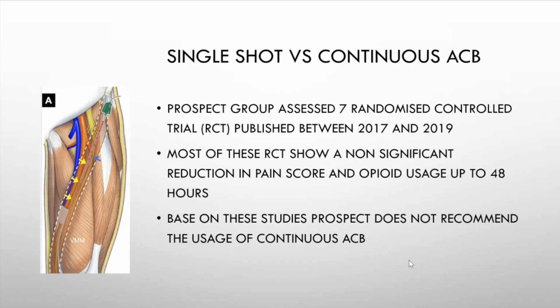So how about single shot adductor canal versus continuous adductor canal? We know that the adductor canal is not a nerve block. When you inject LA inside the adductor canal, you're not looking for the nerve, unlike a femoral nerve block, where you actually try to place the LA as near to the nerve as possible, probably in the nerve sheath. But the adductor canal is considered a fascial plane block. Fascial plane block means you inject in the muscle plane. The adductor canal is a myofascial plane. You inject in the plane, hopefully the LA will be carried to the nerve by the muscle.